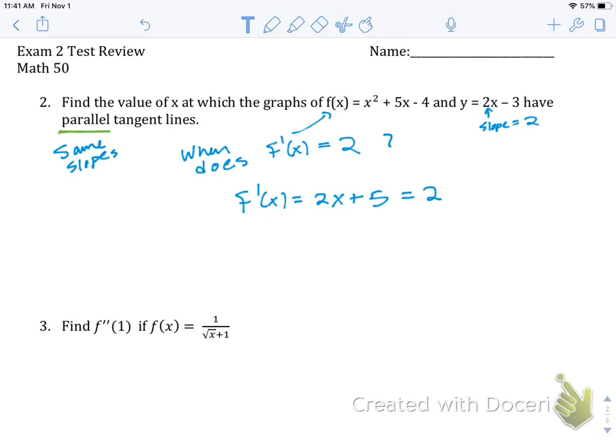So it's just borrowing some knowledge that when I say parallel, that means same slope. And if I'm going to compare it to the slope of my function f of x, I need to get the derivative of f of x, set it equal to 2, and solve. And there it is, x equals negative 3/2.